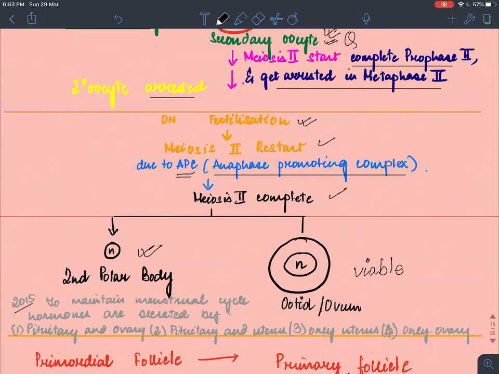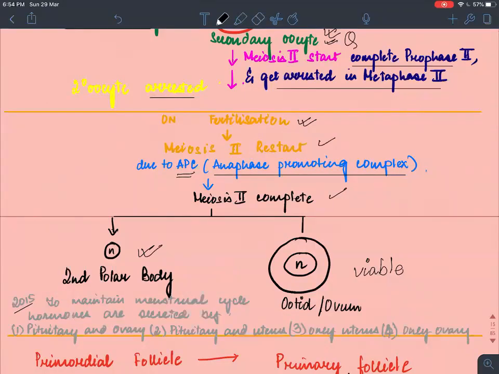Okay, now in 2015 there was an important question asked: to maintain the menstrual cycle, which are the hormones secreted by different glands? Is it the pituitary and the ovary? Is it the pituitary and uterus? Is it only uterus or only ovary? To maintain the menstrual cycle, which glands are responsible for secretion of hormones? It is the pituitary and the ovary which are responsible for maintaining the menstrual cycle. So the answer will be 1.